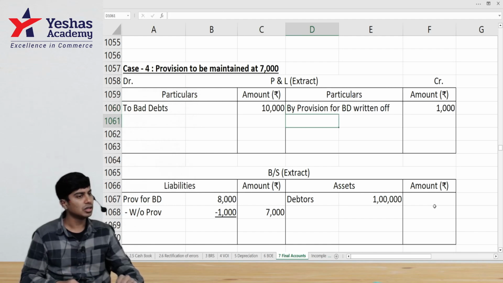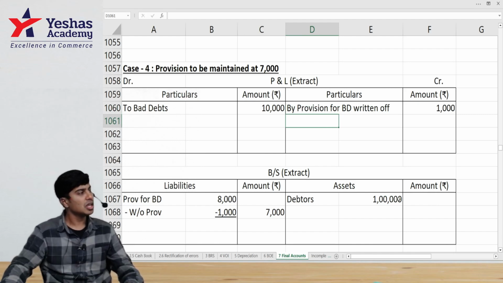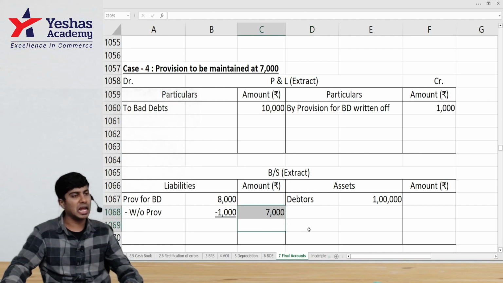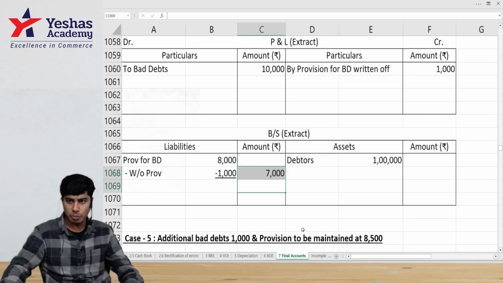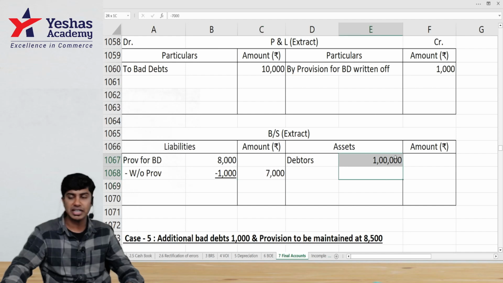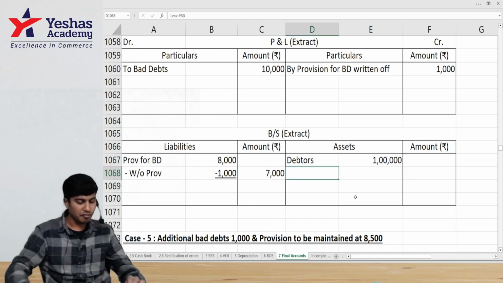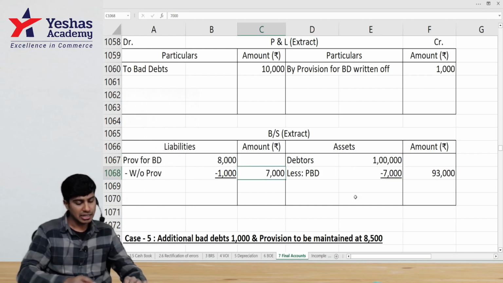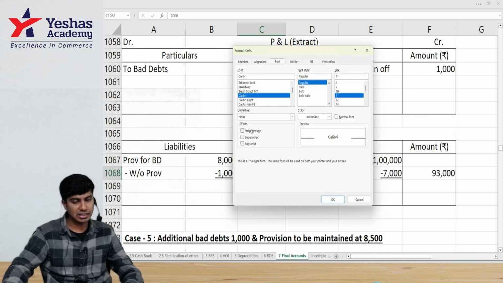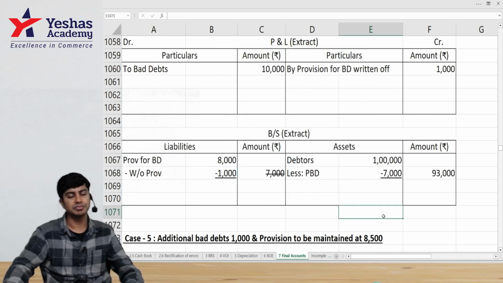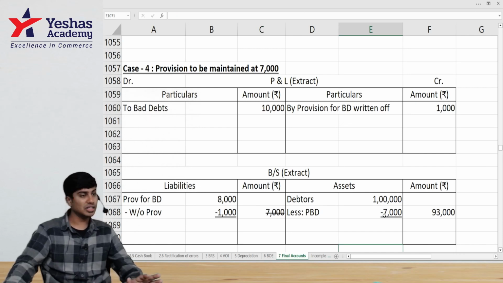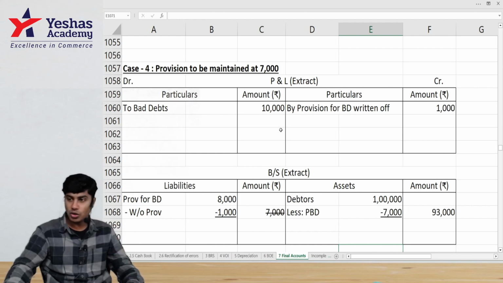I hope you all understood. The last point that I want you to notice, when we wrote provision in our balance sheet liability side, 7,000 rupees, it's fine, but this provision is created against a specific asset, debtors. So I would shift it from my liability side to asset side, deduct it from my debtors and make my debtors 93,000 for the sake of presentation. That's the last chart. I hope you understood case 4. Let's now go to case 5.